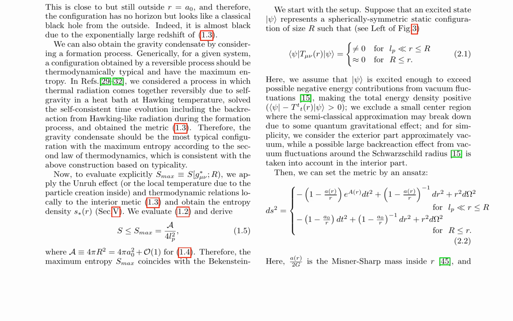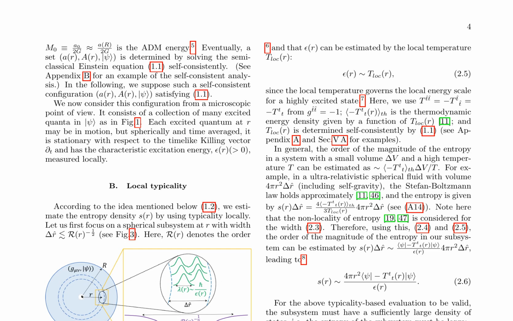In estimating the entropy S, the authors consider a spherically symmetric static configuration of size r, with a positive total energy density and a small central region excluded where the semi-classical approximation may break down. They set the metric using an ansatz, distinguishing between the interior and exterior parts of the black hole. The authors consider a self-consistent configuration, psi, satisfying the semi-classical Einstein equation.